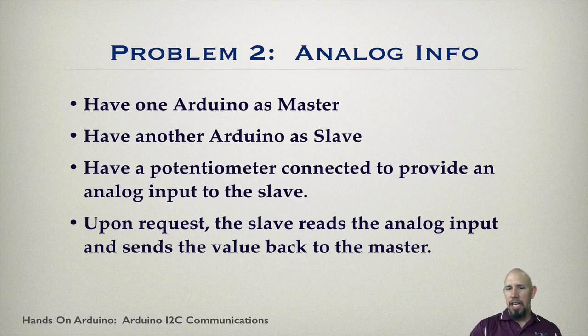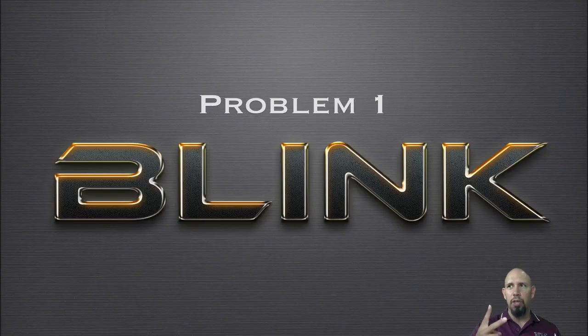Second problem is analog information. So again, we're going to have one Arduino as the master, the other Arduino as a slave. We're going to have a potentiometer connected to provide an analog input to the slave. So the slave is going to have an analog input coming in. And upon request, the slave reads the analog input and sends the value back to the master. So the master is going to command the slave to read the analog input, and then it's going to return the value back to the master. So that's the second problem. So those are the two problems we're going to look at.